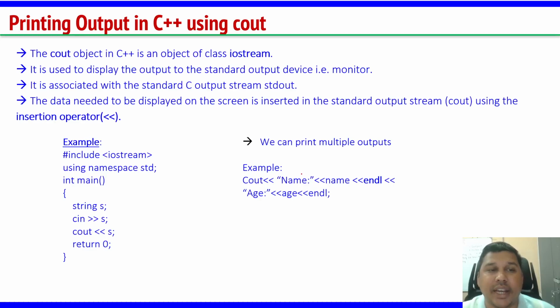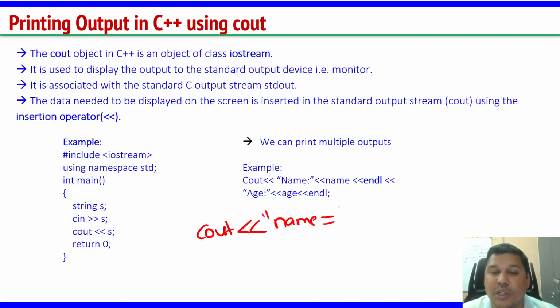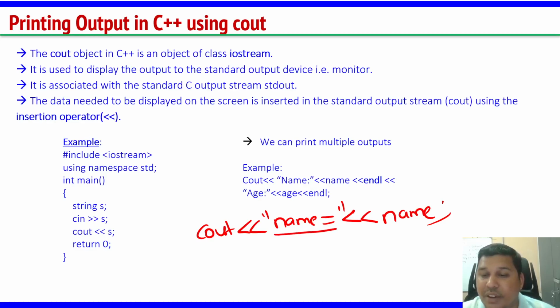And the important point here, same like cin, you can also print multiple items in a single cout statement. See, I can give it like this: cout, name equal to in double quotes, again give the insertion operator, here you give the variable name and semicolon. Every line in a program should end with a semicolon. So what will happen here? Whatever is the value in name will print here. So the output will come something like this: name equal to Raj.